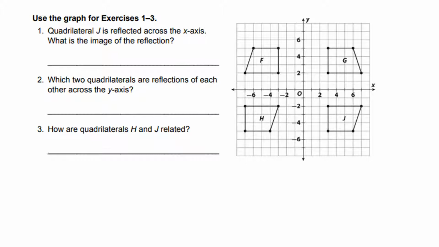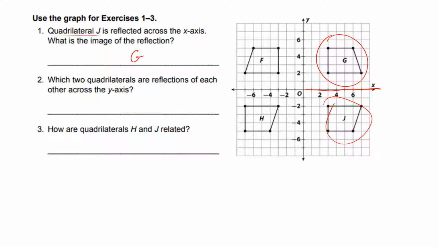On the other side, the practice side, let's go through a few of these. Quadrilateral, the four-sided image J is reflected about the x-axis. Which one is the reflection? Well, if you flip about the x-axis, it looks like you're looking at G. So G would be it.